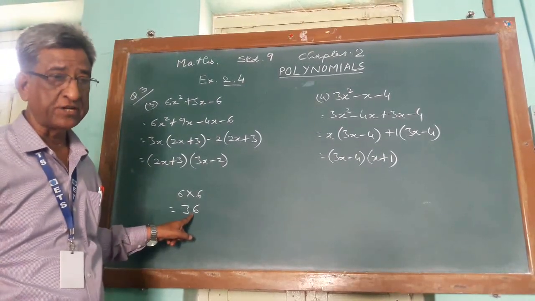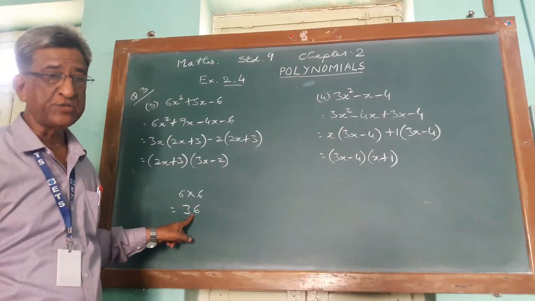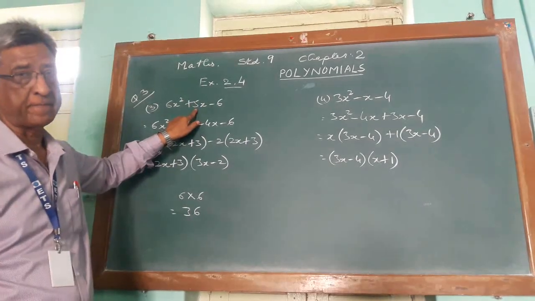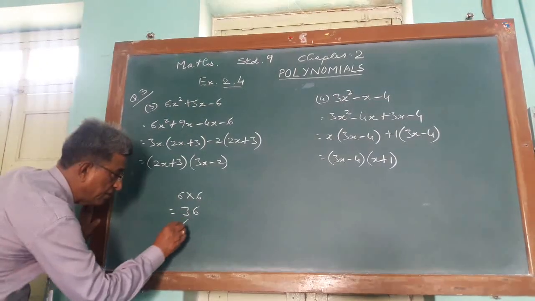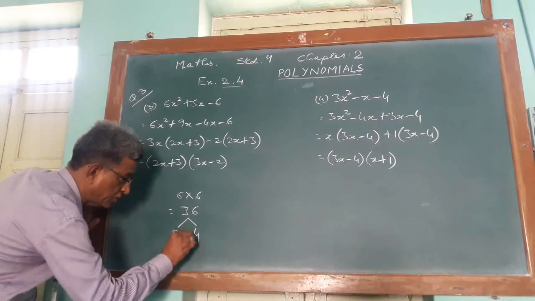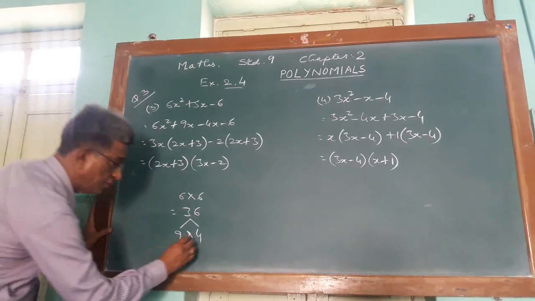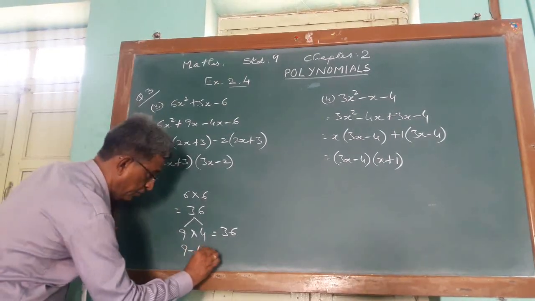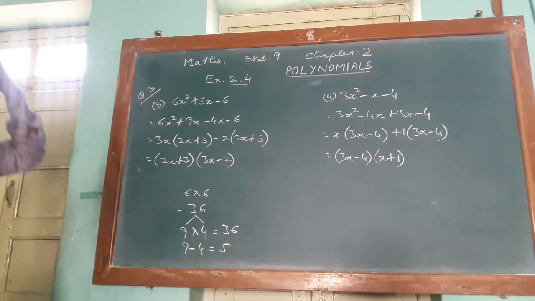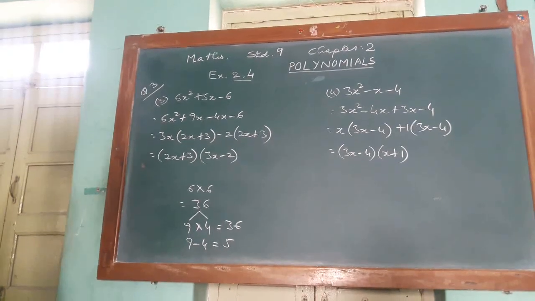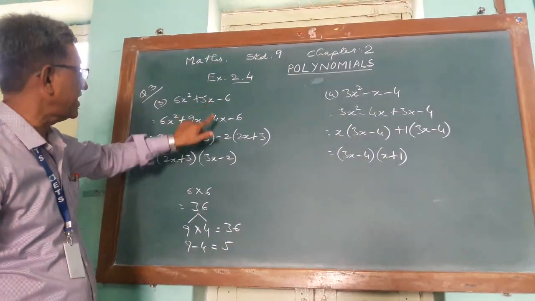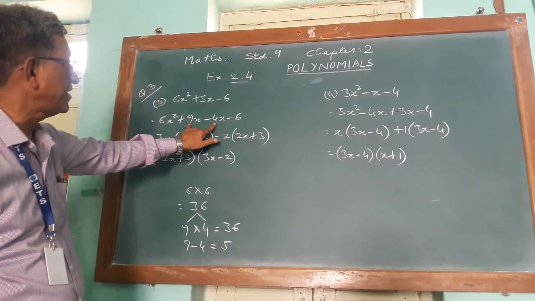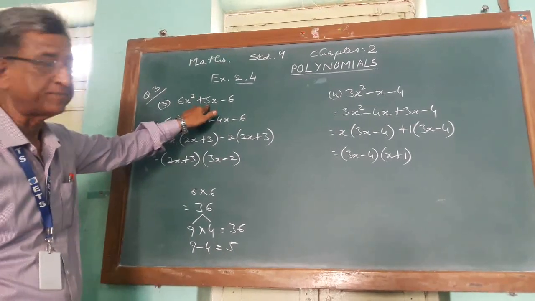Find the factors of 36 such that the product must be 36 and the difference must be 5. So its factors will be 9 and 4. 9 into 4 gives you 36, and 9 minus 4 gives you 5. So I have split 5x into 9x minus 4x. 9x minus 4x will give you 5x.